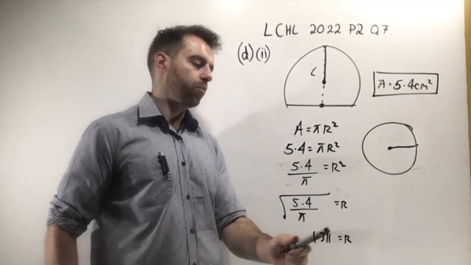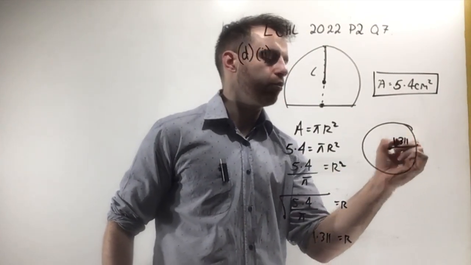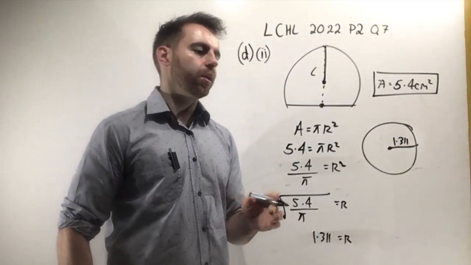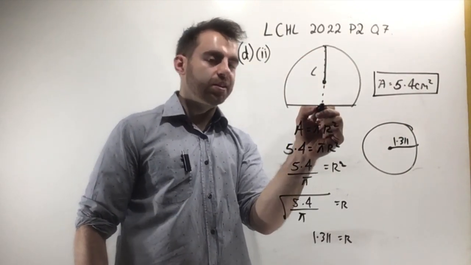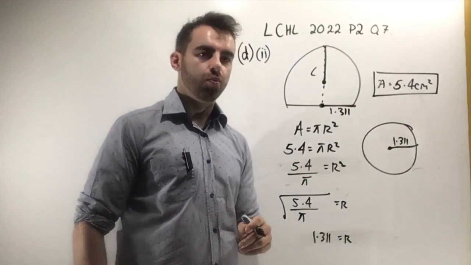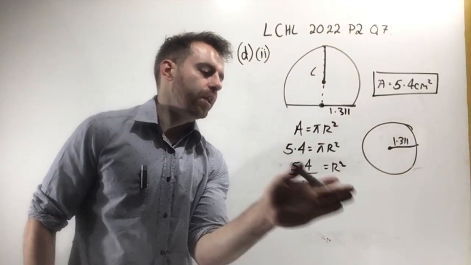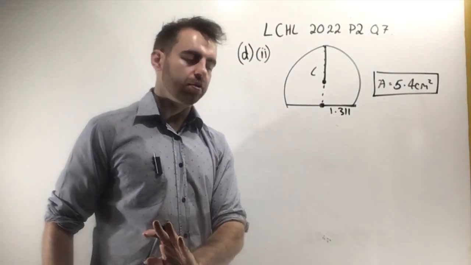1.311. In other words, the distance from the center to the edge of the base is 1.311. But more importantly, that means on the diagram given, the distance from the center of the base to the edge, that's 1.311. Now, that's really, really useful to me. Now I'm going to form a right-angled triangle.